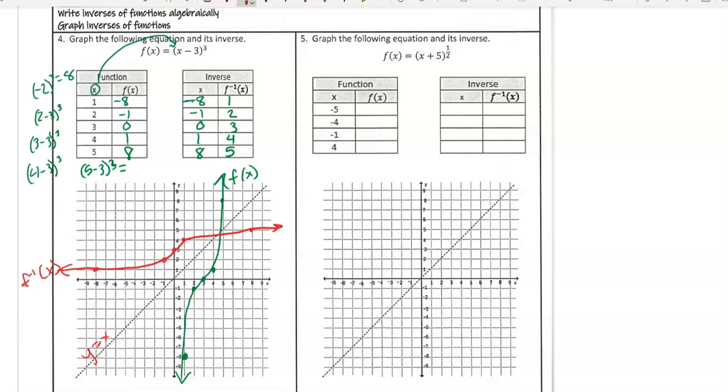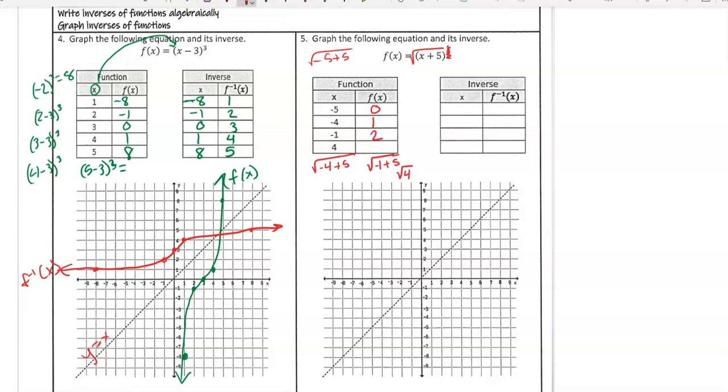x plus 5 to the 1/2. Well, we know the 1/2 can be rewritten as the square root. So no longer 1/2. Now we have the square root of x plus 5. So let's go ahead and plug these numbers in. Negative 5 plus 5. Well, that's 0, and the square root of 0 is 0. Square root of negative 4 plus 5. Well, negative 4 plus 5 is 1, and the square root of 1 is 1. Square root of negative 1 plus 5. Well, negative 1 plus 5 is 4, and the square root of 4 is 2.